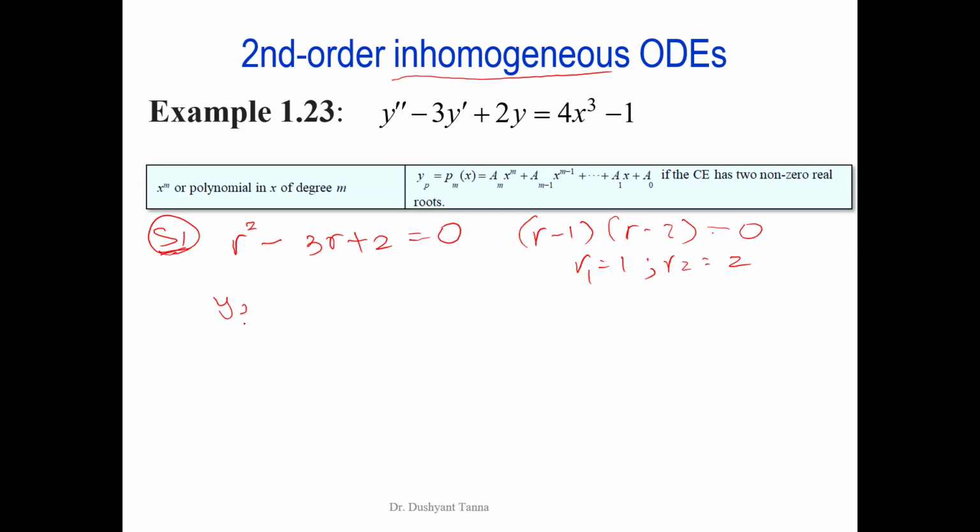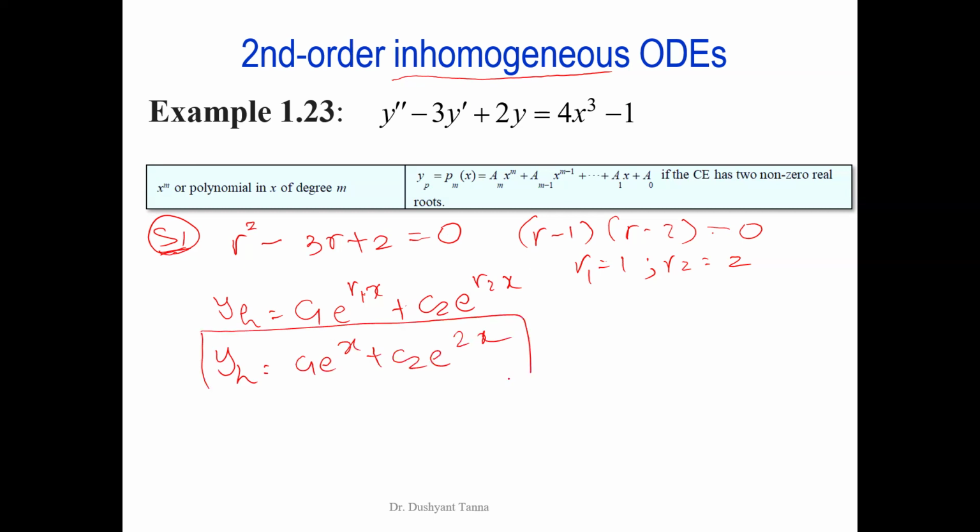And therefore, your yh, which is c1 e raised to r1 x, I'm just writing it here. And therefore, yh is c1 e raised to x plus c2 e raised to 2x. Don't worry if you swap r1 and r2. That's perfectly fine. That is your first step. That's what we are doing, right?